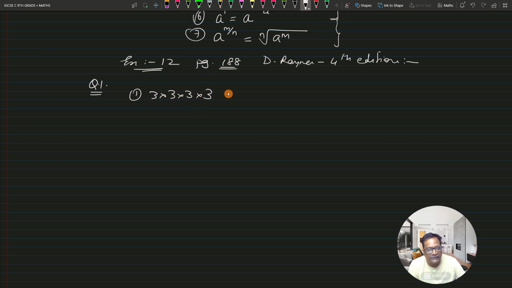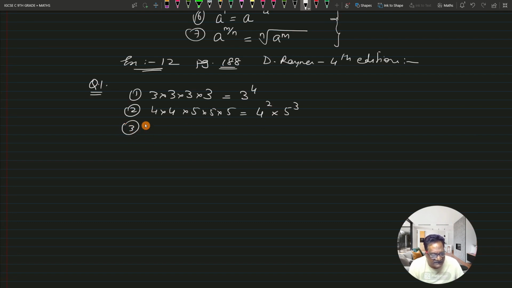Now this is a number which you have to express in the index form. Index form is indices form. So this can be written as 3 raised to 4, because you have multiplied 3 4 times. Second one is 4 into 4 into 5 into 5 into 5. Now this can be written as 4 is multiplied 2 times, so you can write 4 raised to 2, and 5 is multiplied 3 times, so you can write into 5 raised to 3. Okay, so this is the index form.